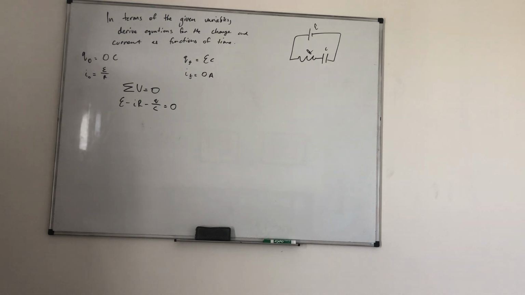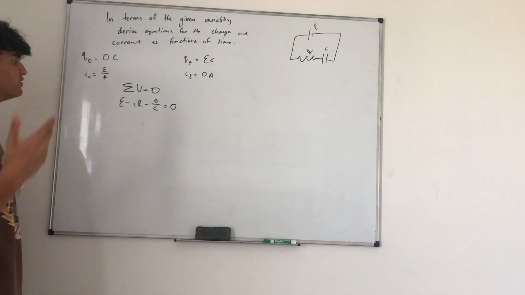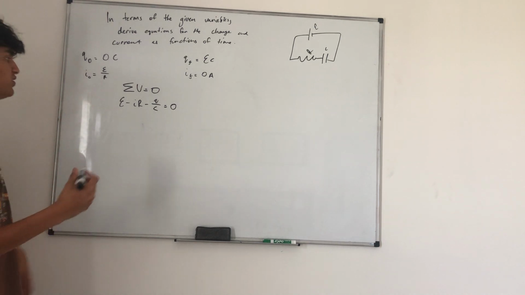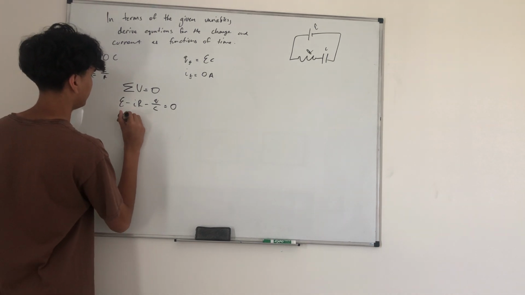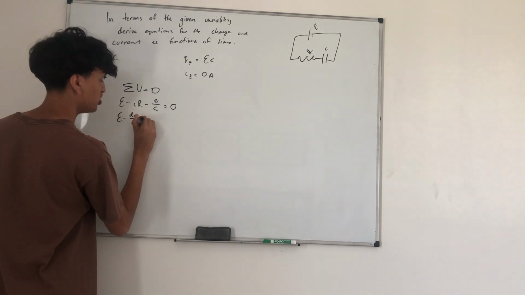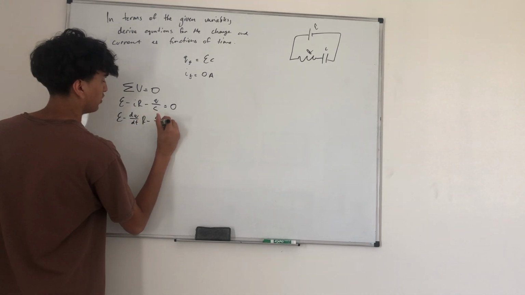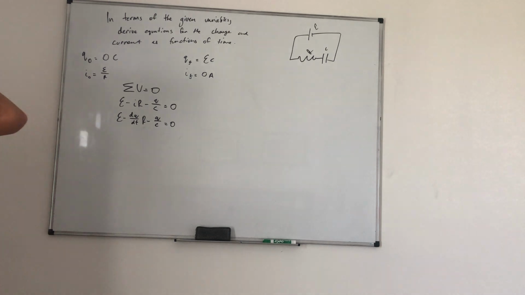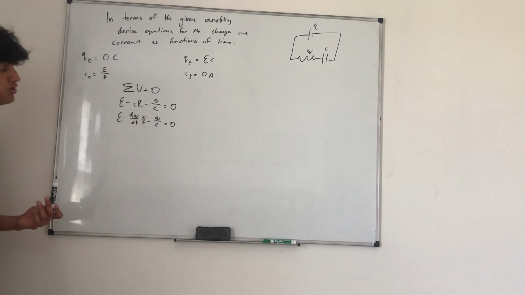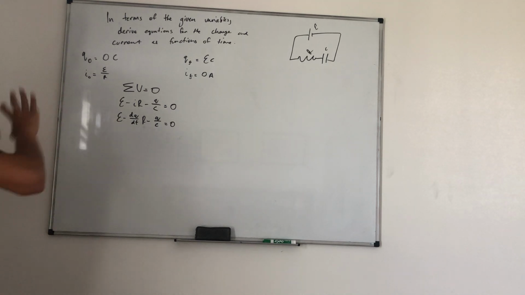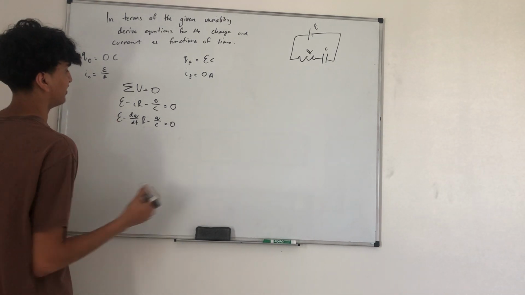What you have to realize now is that current is just dQ over dt. So EMF minus dQ/dt, the change in charge over the change in time, times R, minus Q over C is equal to 0. Now we're basically going to solve a differential equation. That's what I'm hinting at. We're going to do the separate, integrate, celebrate stuff.